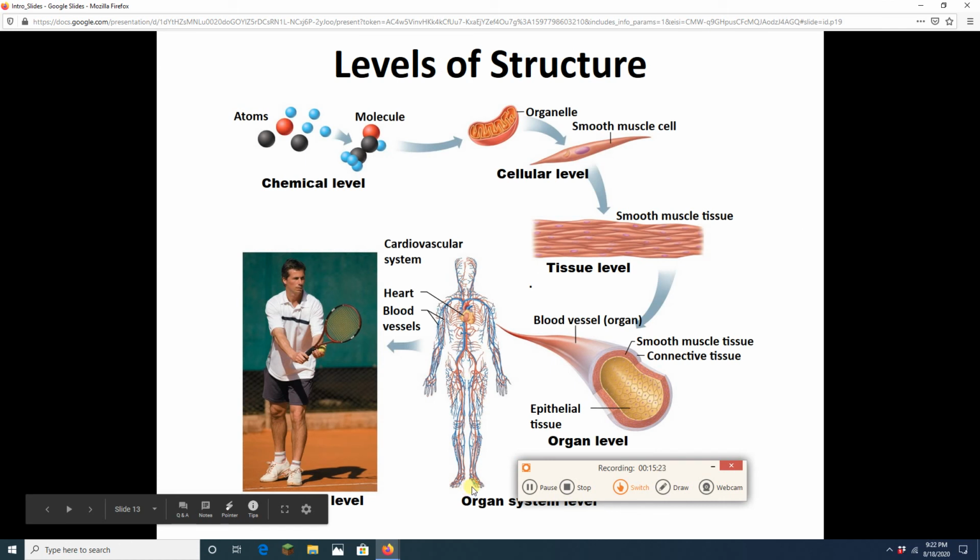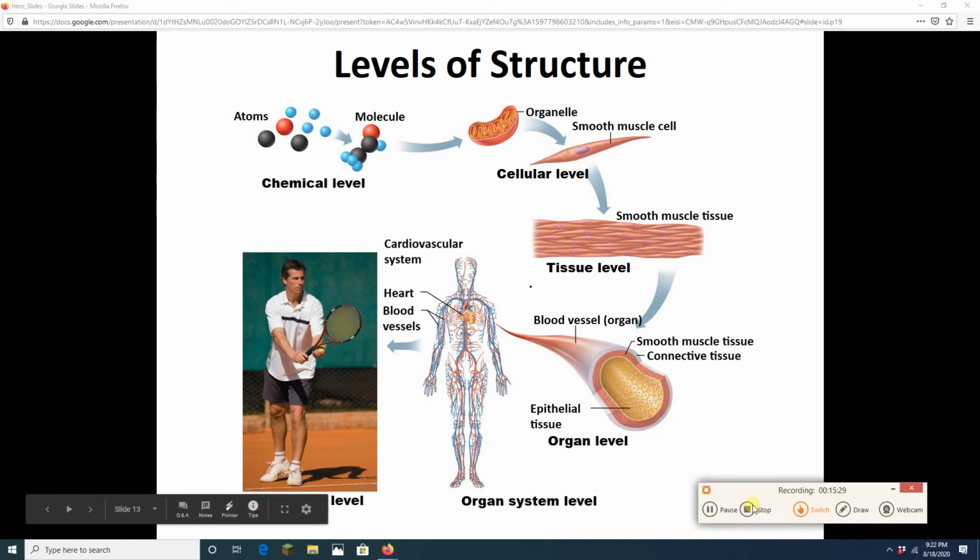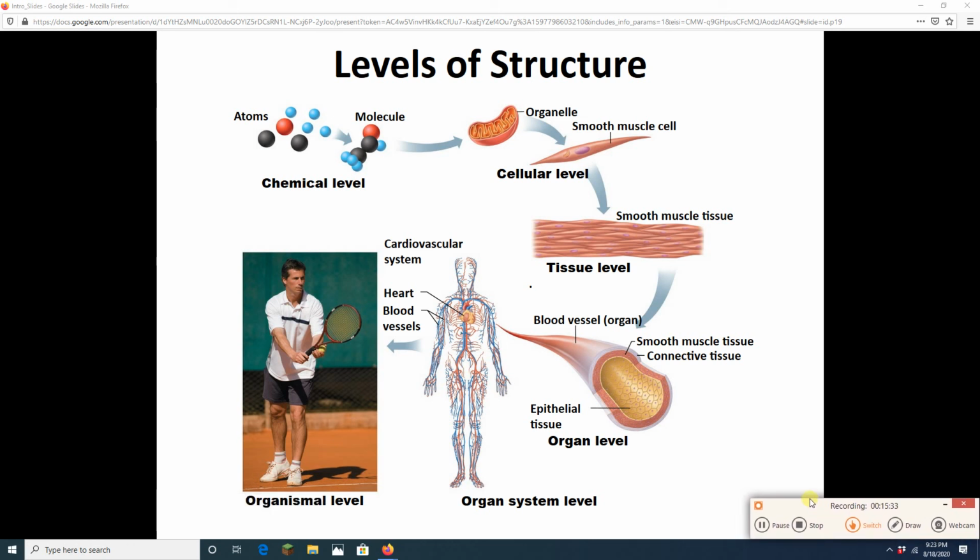So let's move on to a new big topic. And that big topic is levels of structure. There is a hierarchy to our body's organization. So we, like this dude playing tennis, we start at the level of an organism. The organism is made up of roughly a dozen organ systems, multiple organs with similar jobs and structures.